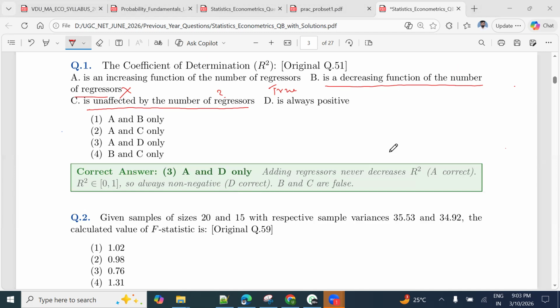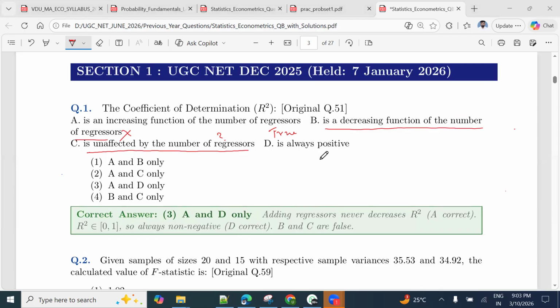Madhuchita? Yes, sir. C is unaffected. It is saying that it is unaffected by the number of regressors. Is it false? False, sir. False? Okay, very good.